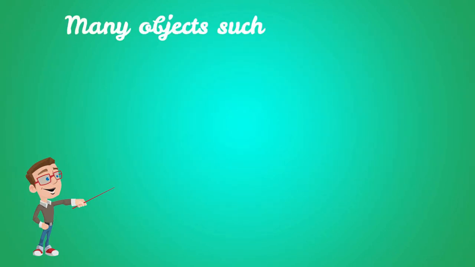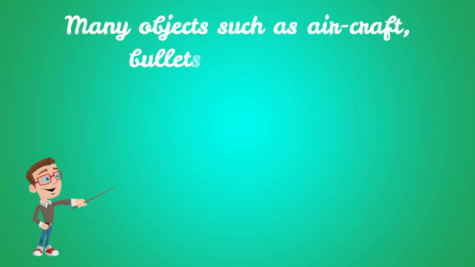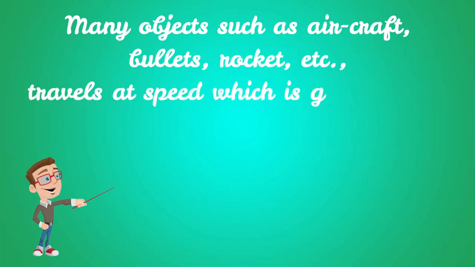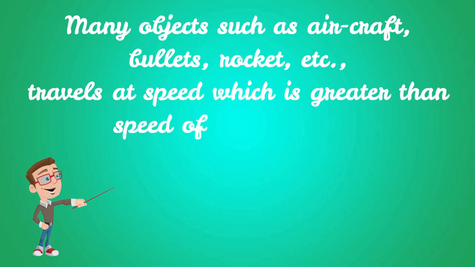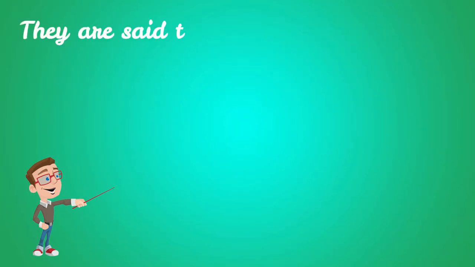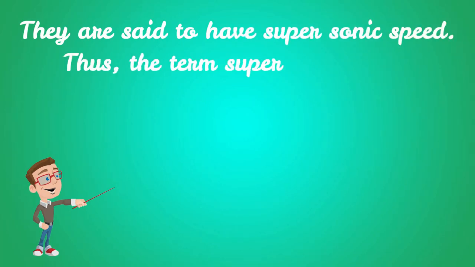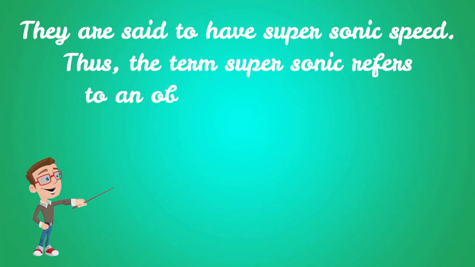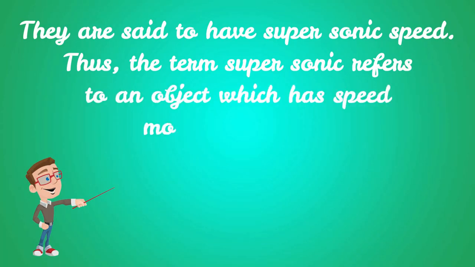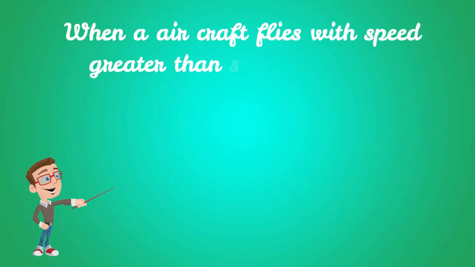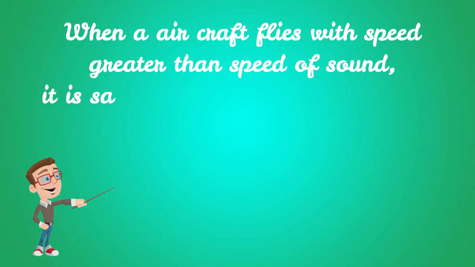Many objects such as aircrafts, bullets, and rockets travel at speeds which are greater than the speed of sound in air. They are said to have supersonic speed. Thus, the term supersonic refers to the speed of an object which is greater than the speed of sound. For example, when an aircraft flies with a speed greater than the speed of sound, it is said to have a supersonic speed.